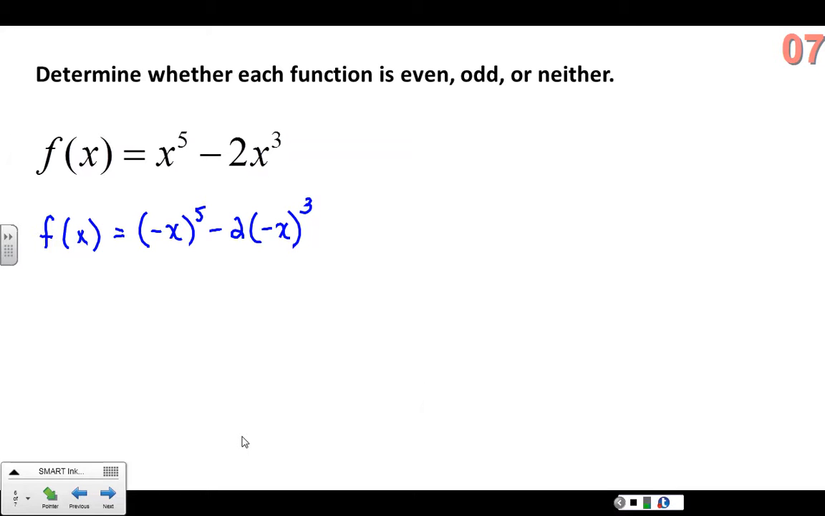Well, we know that negative 1 to the odd power of 5, or to any odd power, would stay negative. So we would get negative x to the fifth plus 2x to the third, which is totally different than our original function. So this is not going to be considered an even function at all. Now let's try the odd function.